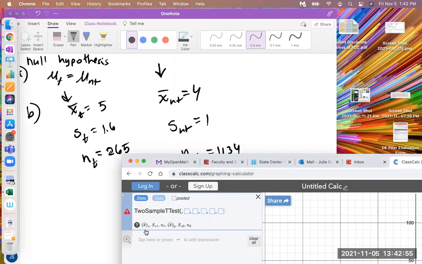So the 2-sample test. We said that the transfer students were on the left side of our hypothesis, so wherever there was a 1, we're going to put that population. So 5, 1.6, and 265. Then all the number 2s are our NT. So 4, 1, 1134.